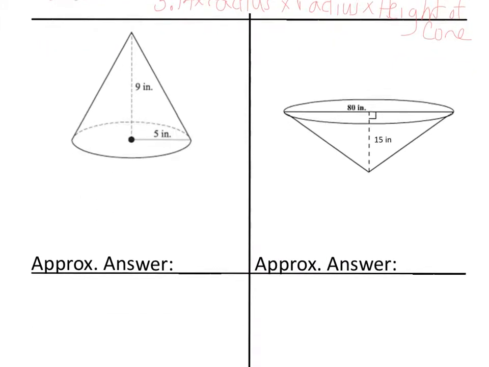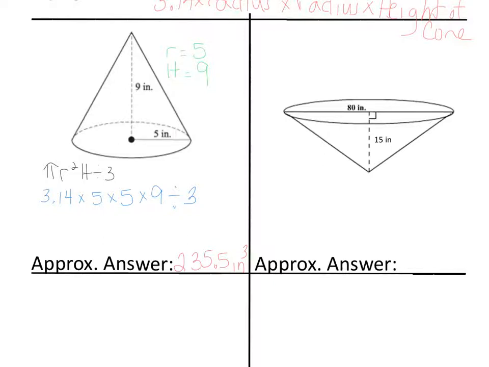Once again, you are going to be expected to identify what the radius is and what the height is. So in this case, the radius is 5, height is going to be 9. We are expected to write the formula and plug in our numbers to ensure that we are plugging everything in correctly. And when we solve this, we get 235.5 inches cubed. Now, you'll notice I put this on approximate answer.